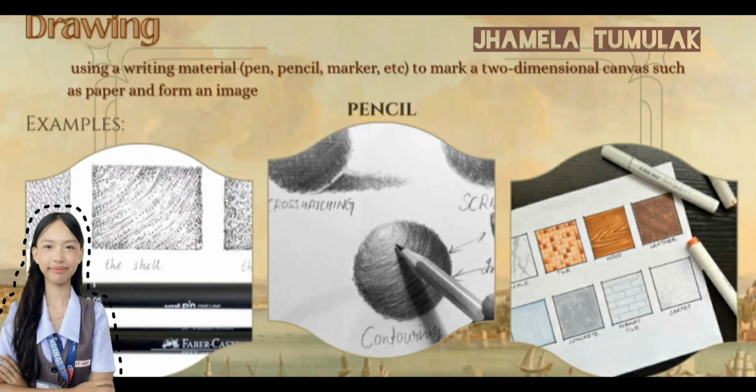Slide 25 also focuses on drawing. Drawing is one of the most basic forms of visual art. It uses materials like pencils, pens, or markers to create images on a flat surface such as paper. Drawing helps artists express ideas, emotions, and observations using lines and shapes. It is also the foundation of many other art forms.